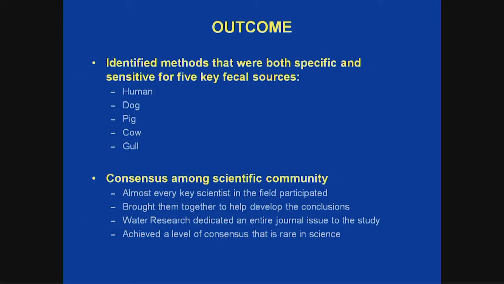And so the outcome was we actually identified methods that were both specific and sensitive for 5 of the key sources we were interested in. And for our urban beaches, these were fine. For humans, dogs, pigs, cows, and gulls.